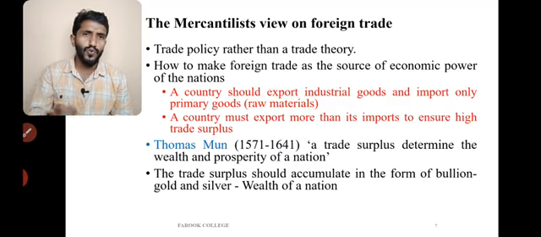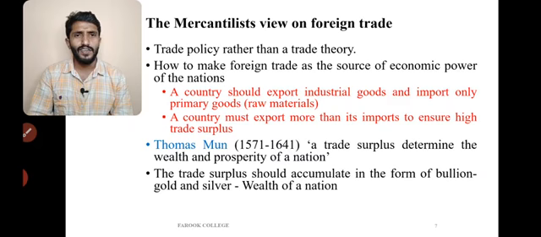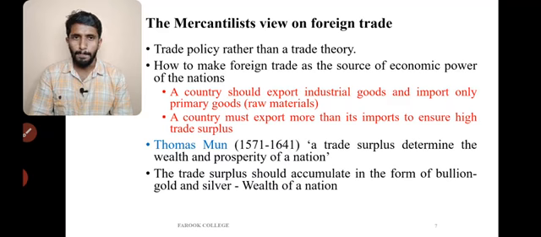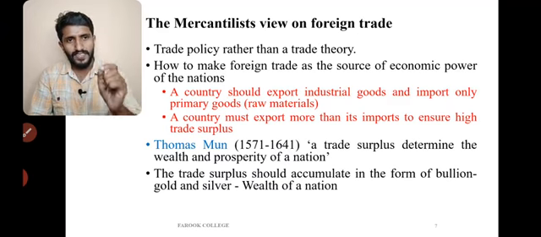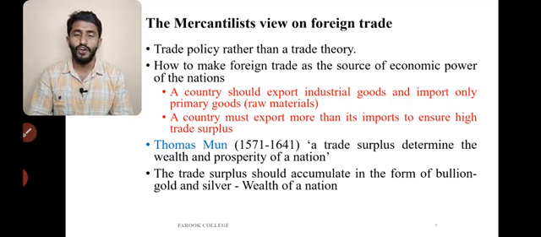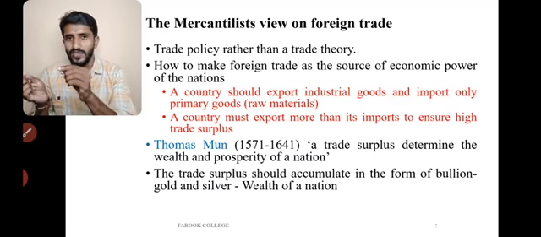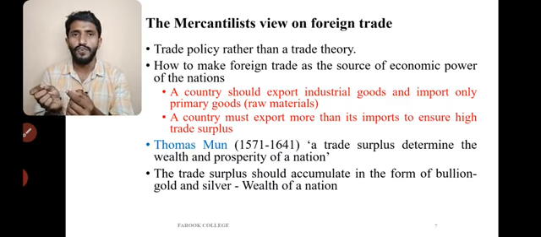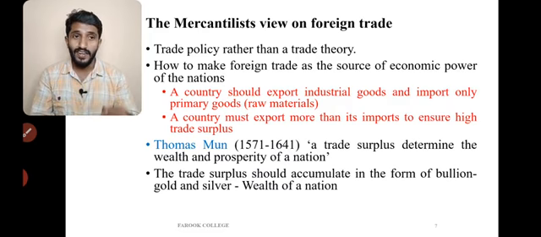Do you know who were the famous economists in the mercantilist school of thought? One very important famous person was Thomas Mun. He was born in 1571. He said that a trade surplus determines the wealth and prosperity of a nation. So one country should always try for trade surplus. Ultimately it will determine the wealth and prosperity of a nation.